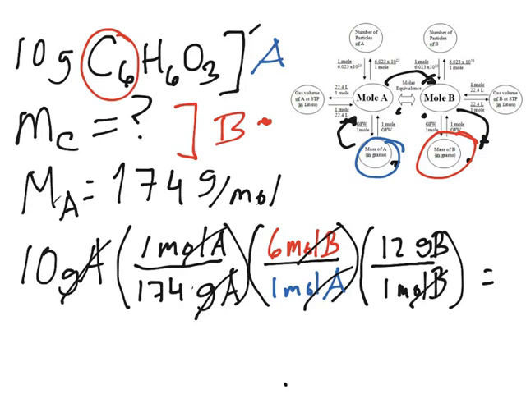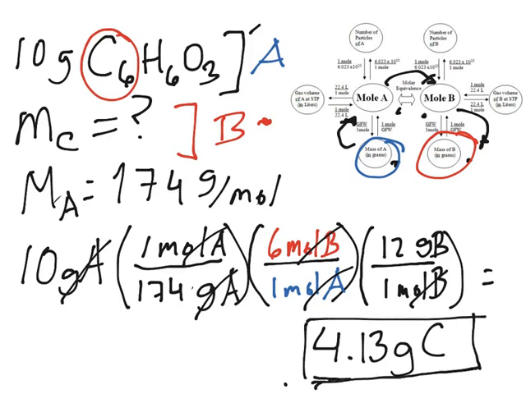Now we multiply and divide the numbers. The numbers don't cancel, so have that in mind. 10 times 6 times 12 over 174 gives us 4.13 grams of carbon, and that is what we wanted. If you organize yourself and apply the method that I explained to you in units and conversions, it will be very simple. You just need to follow the diagram and you will be fine.